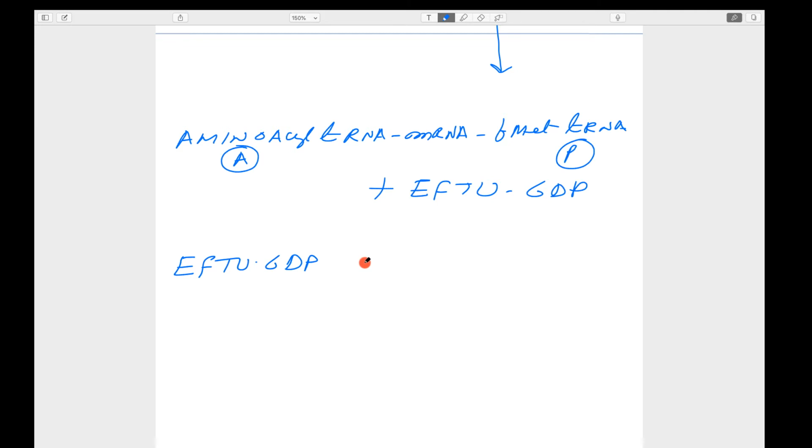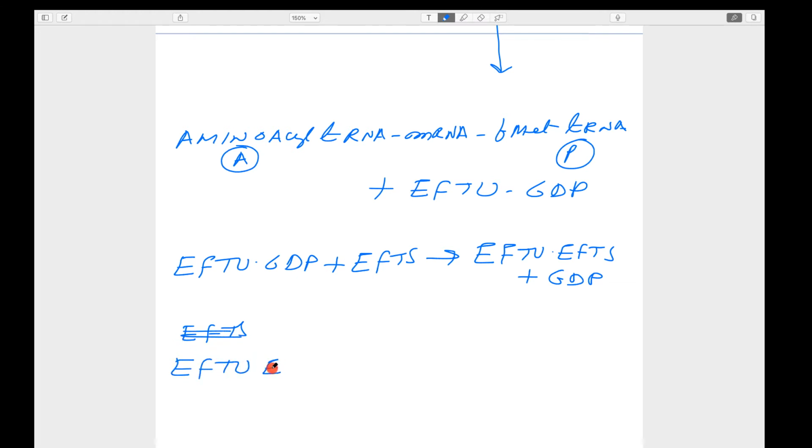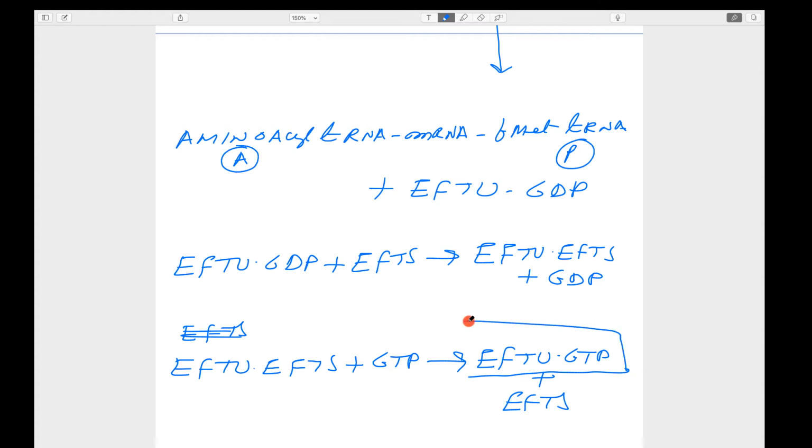Then what happens? EF-Ts combines with EF-Tu, forming the EF-Tu EF-Ts plus GDP. Then EF-Ts combines with GTP, releasing and regenerating EF-Tu GTP plus EF-Ts. Then this EF-Tu can again go back and participate in the next reaction.